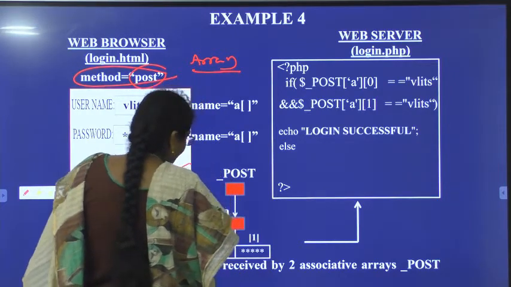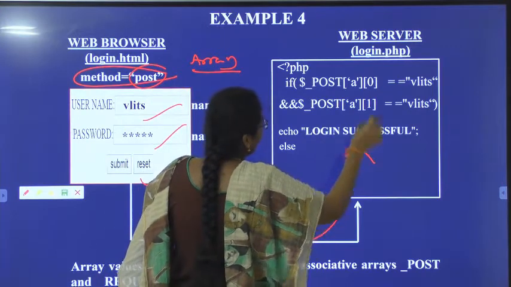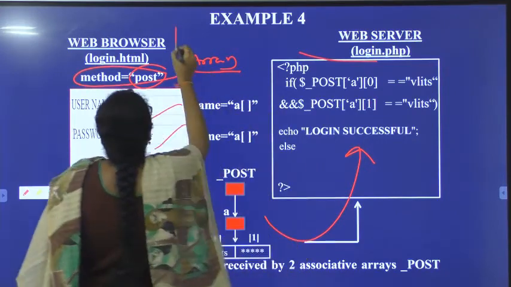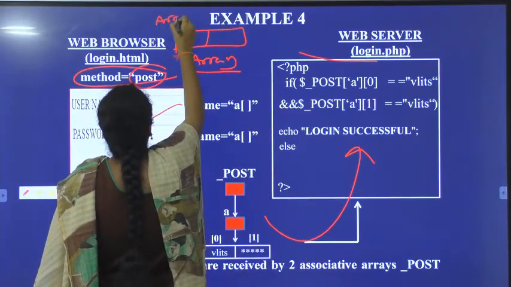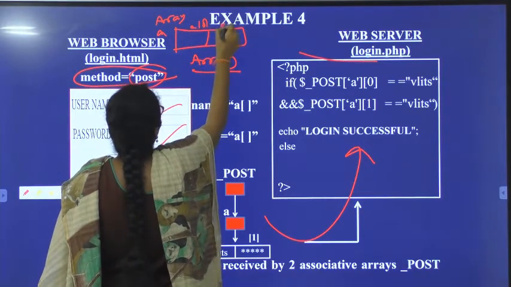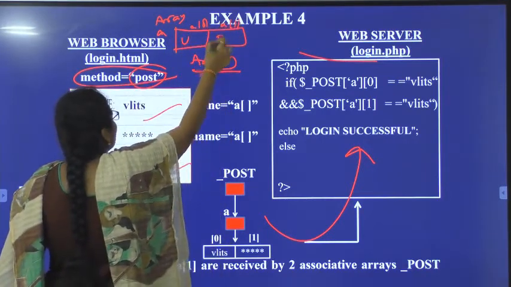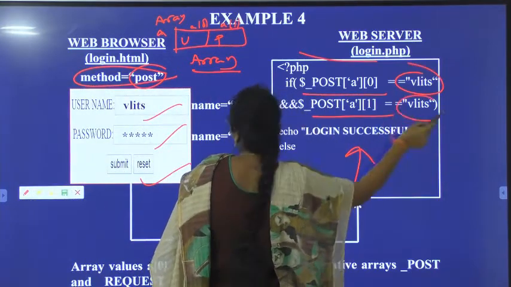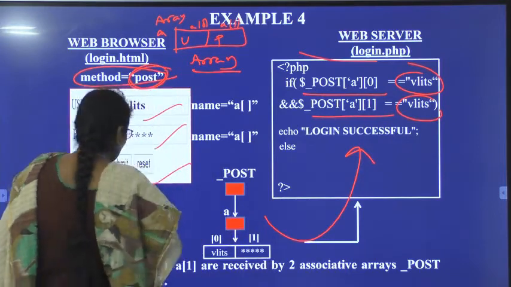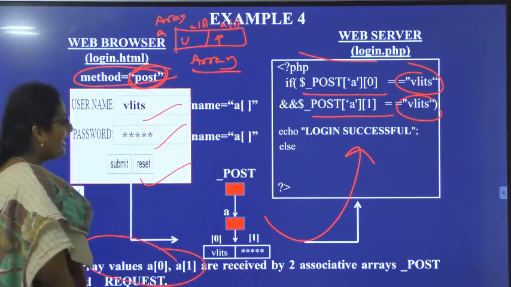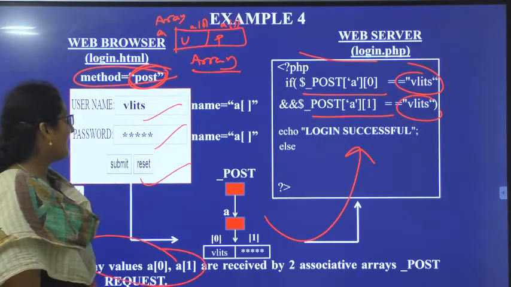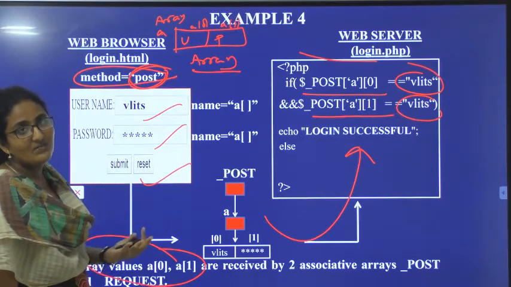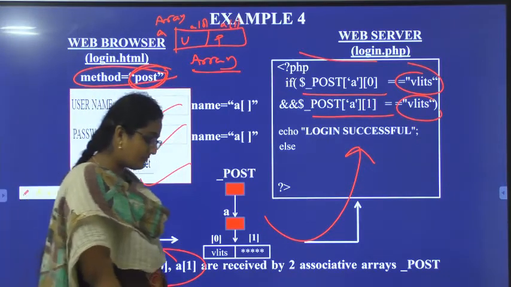So what we can do, we have given this PHP program, login.php, to the server. In that we have the array A with A of 0 and A of 1. A of 0 is username and A of 1 is password. Using the post method also we are creating the array where A of 0 and A of 1 are username and password.